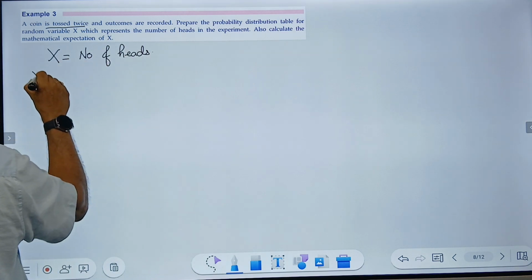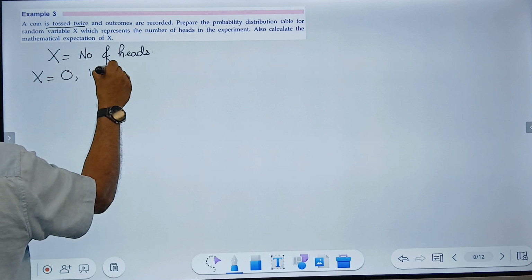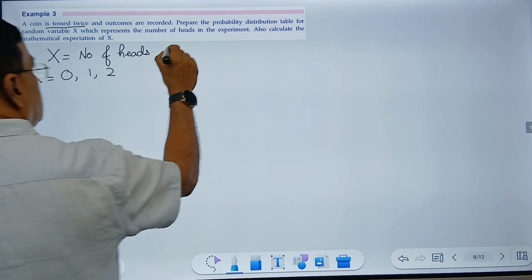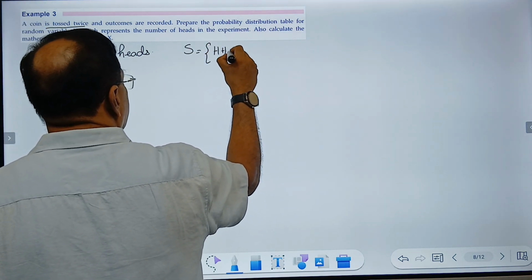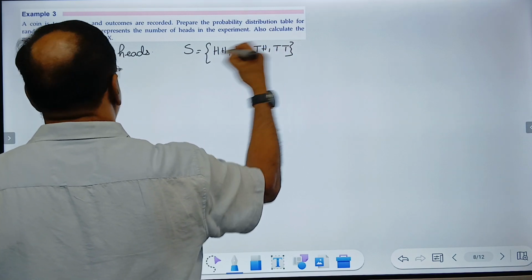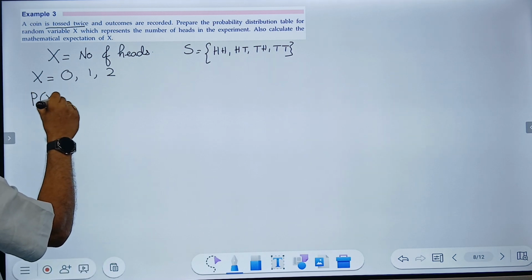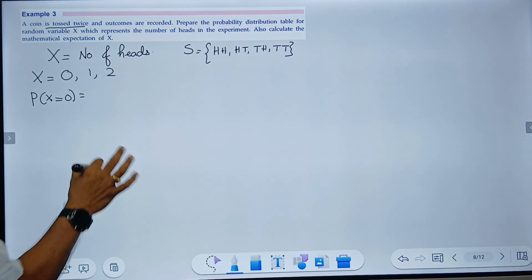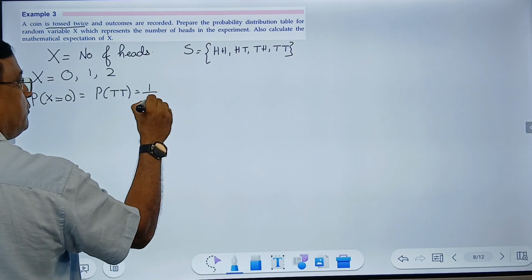So what are the possible values of x? You can have no head, or you can get one head, or you can get two heads. Why? Because I'm tossing the coin only twice. Let us also have a sample space. Easy to write, right? Head, head, head, tail, tail, head, and tail, tail. Now what is the probability of x is equal to 0? Probability of x is equal to 0 means no heads. So you can get tail, tail, which is 1 by 4.